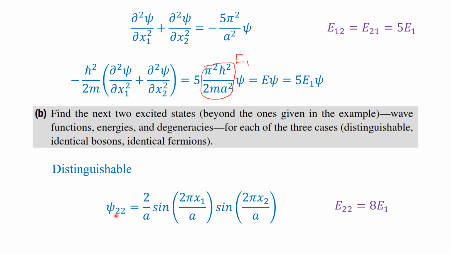So in this case, psi 2, that is the first excited state. Psi 2 is 2 over a sine 2 pi x1 over a multiplied by sine 2 pi x2 over a. So use the same method. You take second order derivative. Naturally, this will become simply n squared plus n squared, you can remember. Always the total wave function is the product of two wave functions. The wave function of two particles, the total wave function is the product of two wave functions.